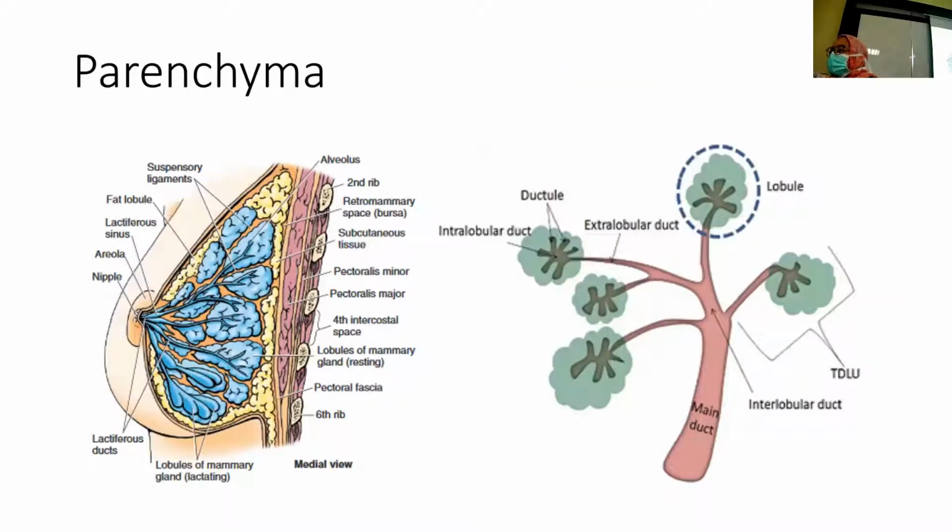So parenchyma, this is the functional part of the breast tissue. You'll start off at the ductule. These are the part of the breast tissue that produces milk, and then it will drain into the intralobular duct and then onto the extralobular duct. This is called the terminal ductal lobular unit, TDLU. Then these will drain into the interlobular duct and then go on to the main duct.